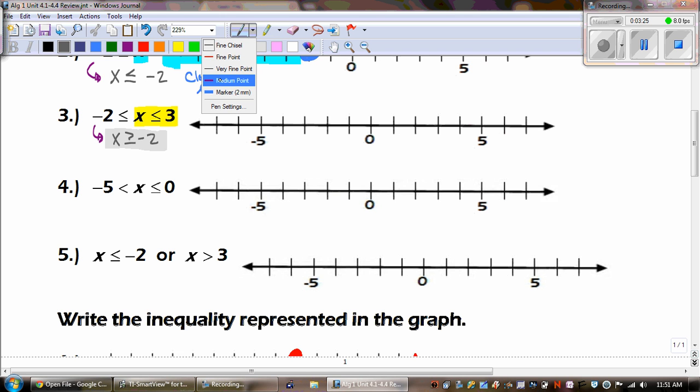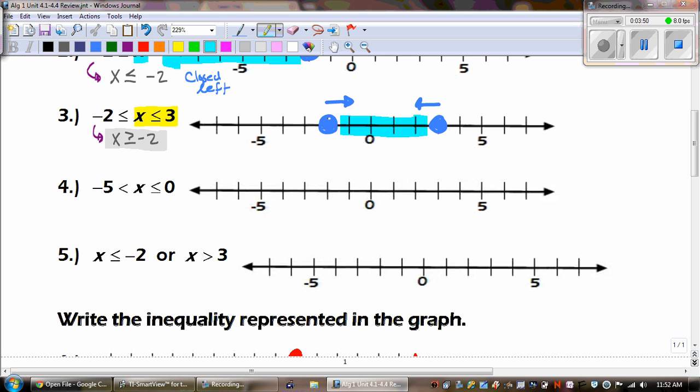All right. Now, at -2, going to go to -2. I'm closed, and I want to shade to the right. At 3, I got to go to 3. 1, 2, 3. I am closed, and I want to shade to the left. So what that means is everything in between is going to be shaded. Okay?